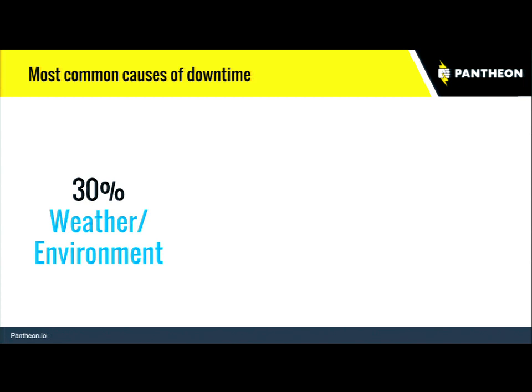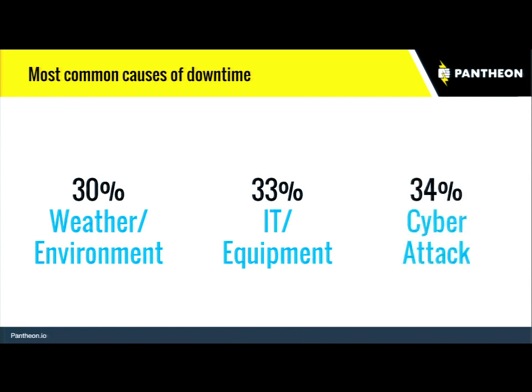30% said weather environment related. I think Amazon went out in New York when they had the blizzard, so that seems fair. 33% is IT or equipment, so server failures. That seems fair. 34%, which is an increase, is cyber attacks. I think people need to be more conscious of this going forward. The internet is a scary place, and there are scary things happening there. If everyone remembers DrupalGeddon, I think it is an ominous sign of the things that are out there, so we need to be prepared.